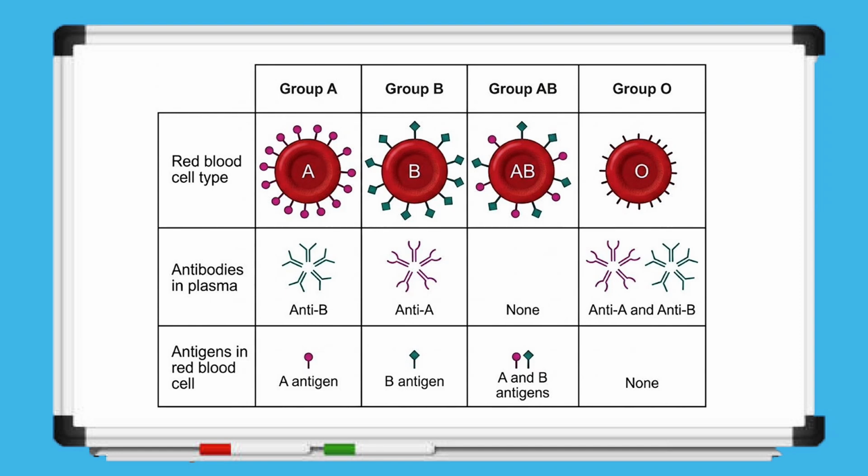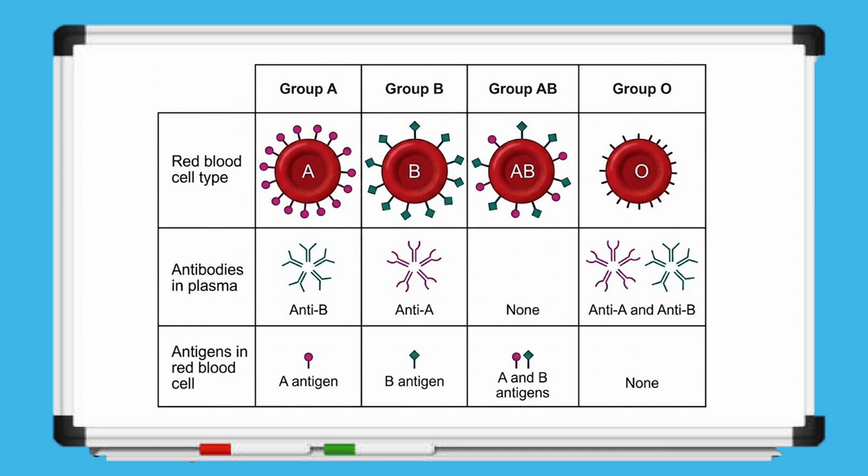Antigens are markers found on the surface of red blood cells. The body recognizes its own antigens as self, so they are not attacked by the immune system. Antibodies, on the other hand, are proteins found in the plasma that attack foreign antigens. For example, a person with Group A blood has anti-B antibodies, so if they receive blood with B antigens, their body will react against it.